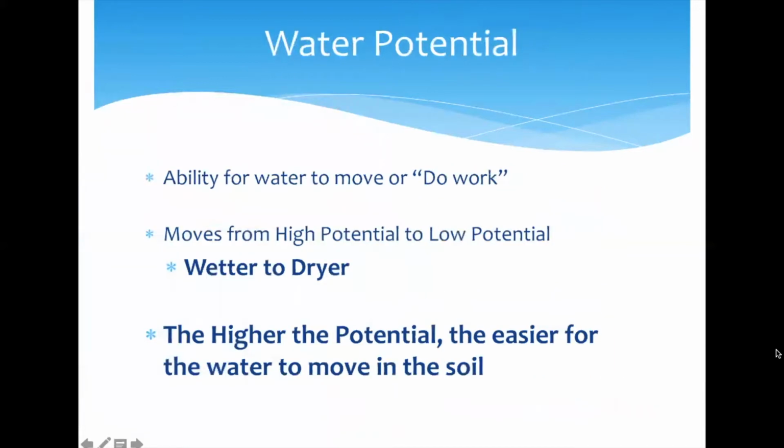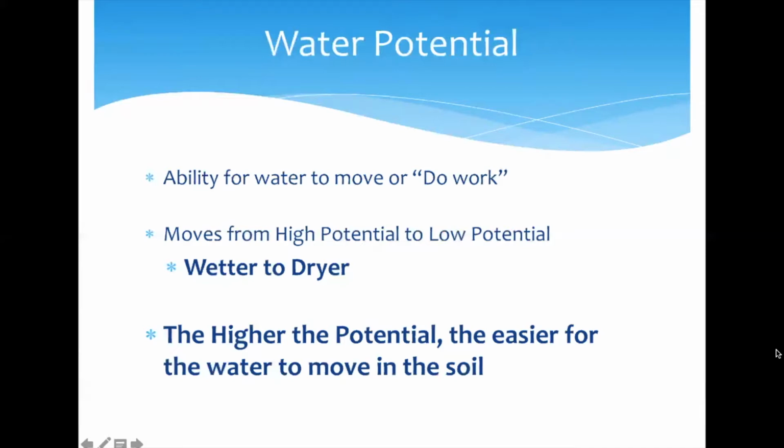Now, soil water potential is the ability for water to move or do work. This is when it moves from high potential to low potential. Or you can think of wetter to drier, right? We have the high potential and then the low potential.